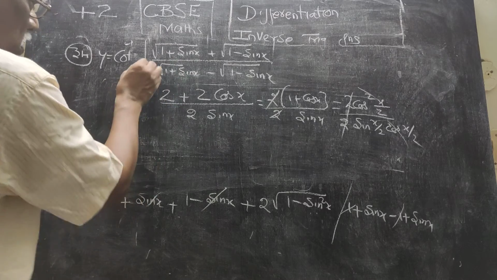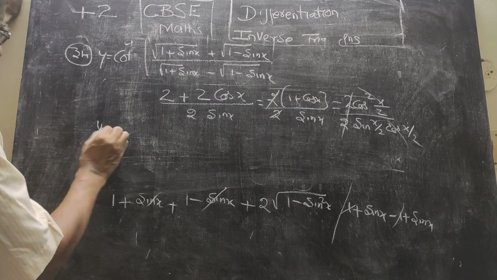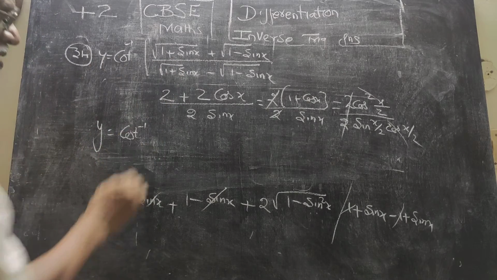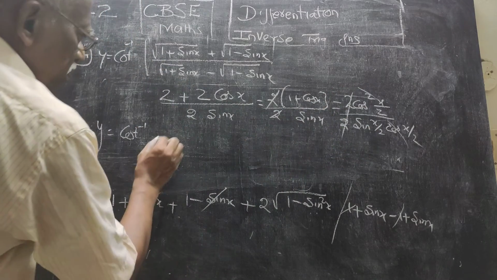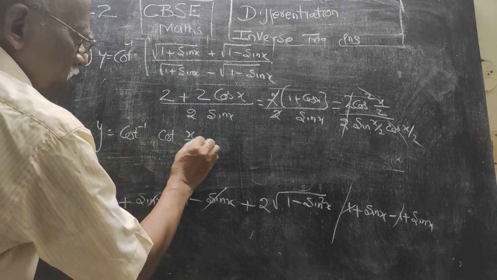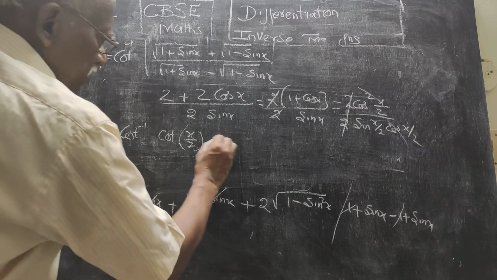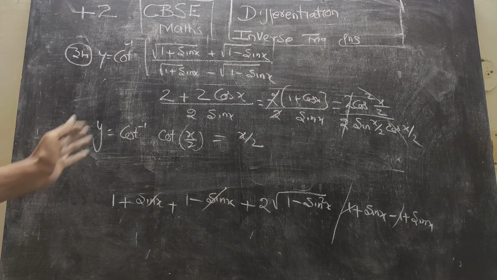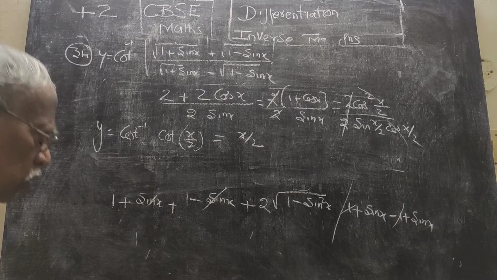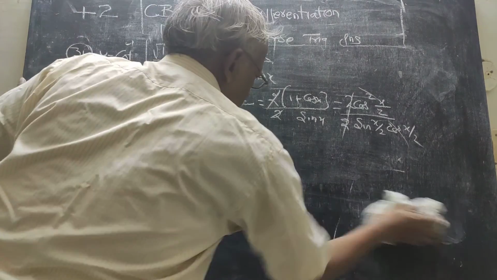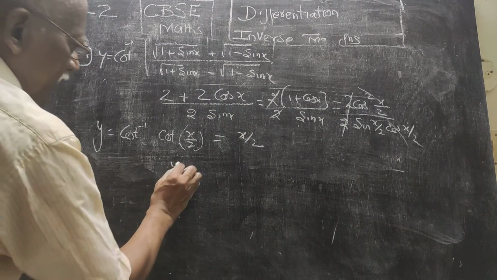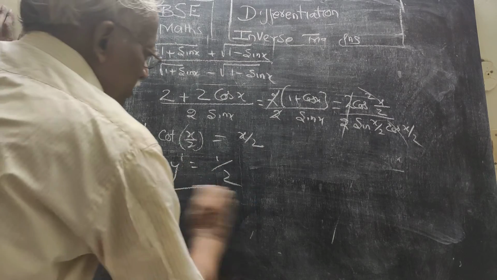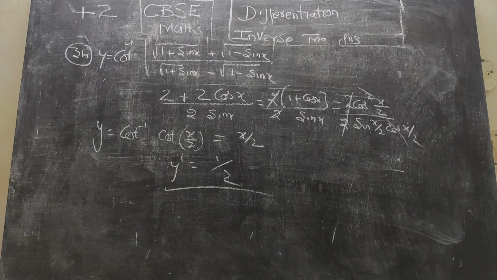So now I go to the problem. y equal to cot inverse of cos by sin, which is nothing but cot inverse of cot x by 2, which results in x by 2. So the problem is now becoming y equal to simply x by 2. Now we can differentiate it and get the answer: y is equal to x by 2, therefore y dash is equal to 1 by 2. Very easily we got it.